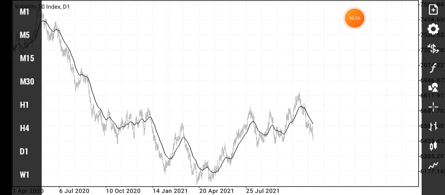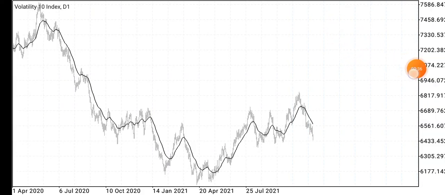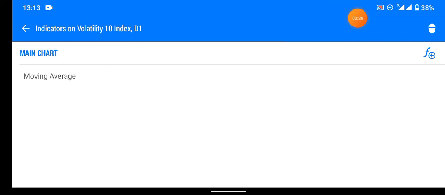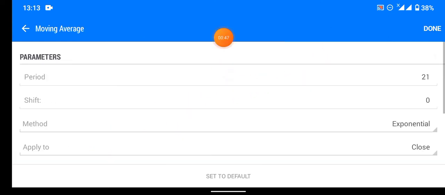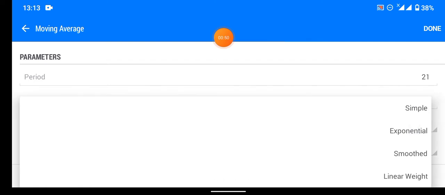So first of all, I'm sure almost everyone knows how to add a moving average on their chart. You click on this F symbol, you press add to main chart. When you click add, you see moving average. We have four types of moving average on the MT5, but I won't explain what I've not used. I'll only be explaining what I've used, which is the simple, exponential, and weighted moving average, also called linear weighted moving average.